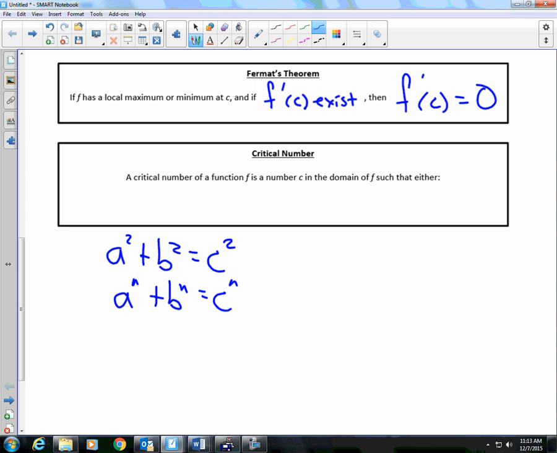So most of the time when we find local maxes and local mins, we set the derivative equal to 0 and find it. So these are critical numbers of a function f: a number c in the domain of f such that either f prime of c does not exist or f prime of c is equal to 0. Those are the two situations we'll look at on the next page.